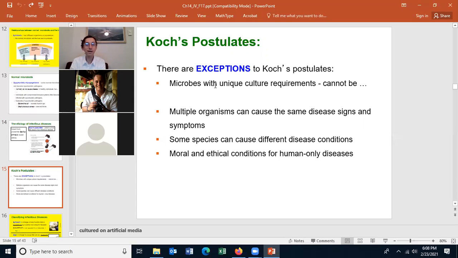Some species can cause different disease conditions. Like, oh gosh, I just lost the name of that. Salmonellosis is the more gentle disease. And typhoid fever, I think, is the more severe disease. I might have that name wrong, but the point is that one organism in 2 different patients can cause 2 different diseases. In which case, Koch's postulates, by definition, don't apply.